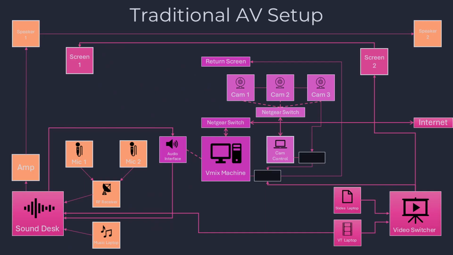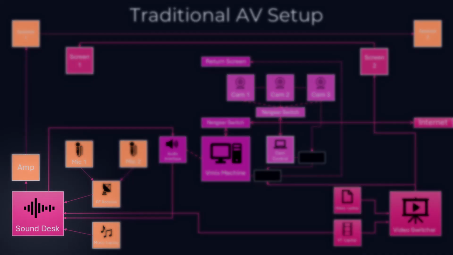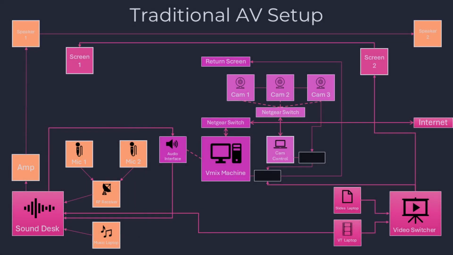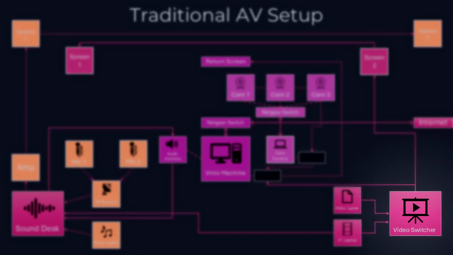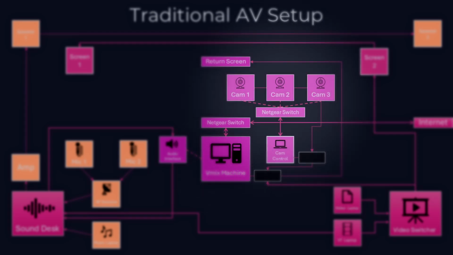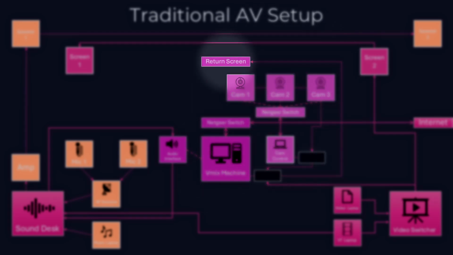So first of all, let's look at a traditional AV setup. You can see that you've got your sound desk as the core of the audio there and all the components that go with that, so the amp, the speakers, etc. And you've got your video switcher and some laptops attached to that video switcher. You've got a vMix machine, your switches, PTZ cameras or broadcast cameras, a return screen and two screens in the room, as well as your internet connection.